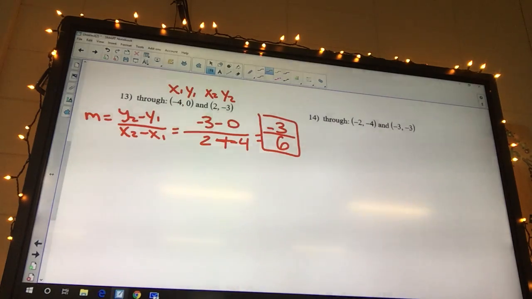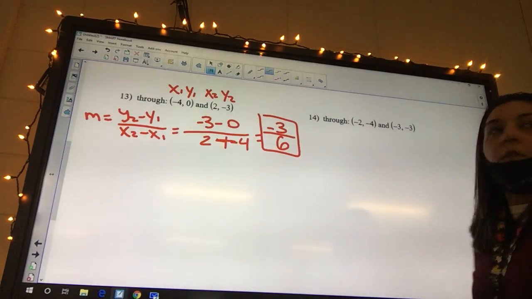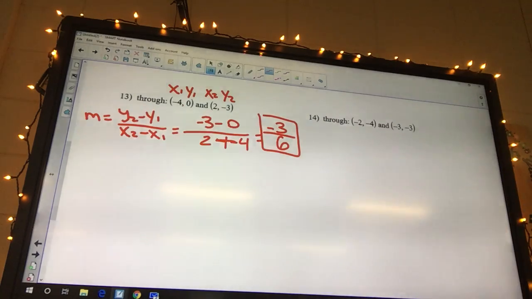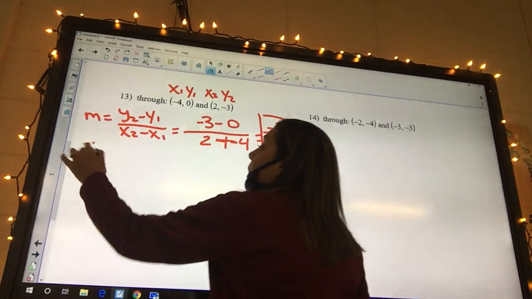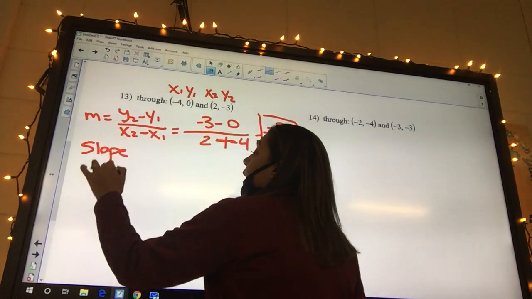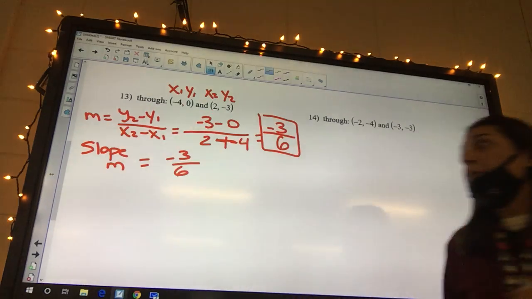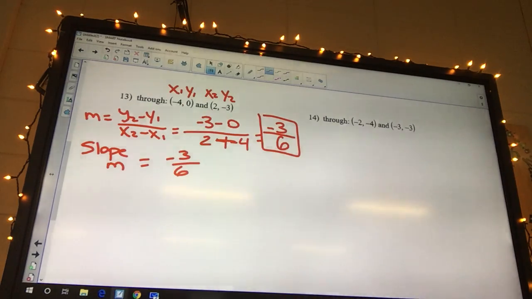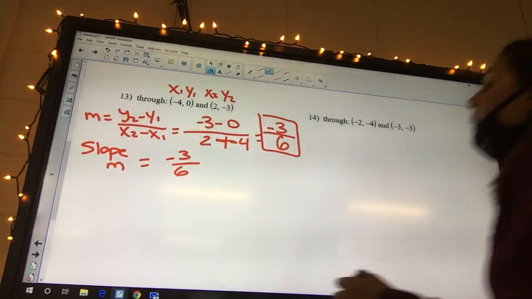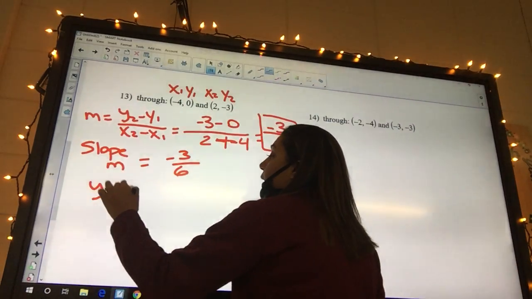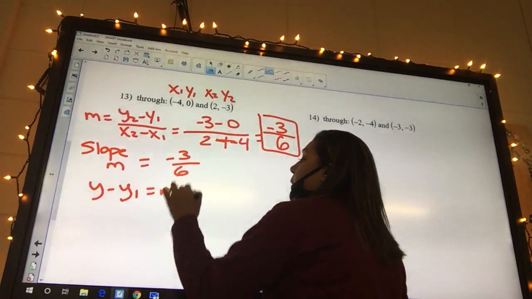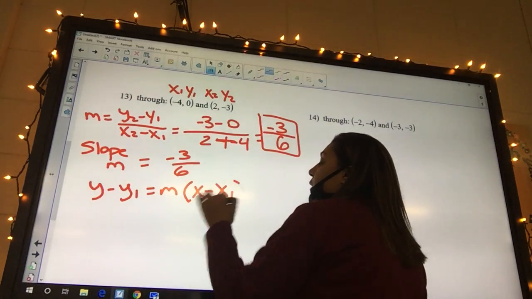What were we finding? We weren't finding point slope. What were we finding? The slope. So we were finding the slope, and we use m for that, and it's negative 3 over 6. Okay, so now we have points and we have a slope. So what formula do we need to use? Point slope. Okay, so I got y minus y sub 1 equals m times x minus x sub 1.